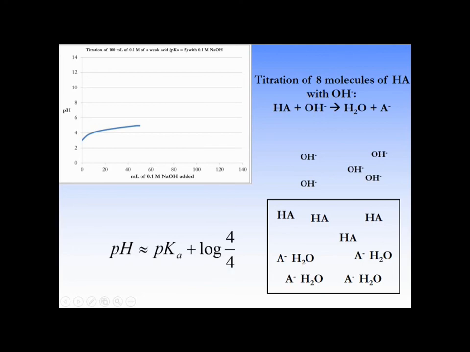So here I'm at 50 mils of the base added. I go up here and look over, look at that. The pH is 5, which is the pKa for my acid. That's kind of cool. Now we're going to continue to add.